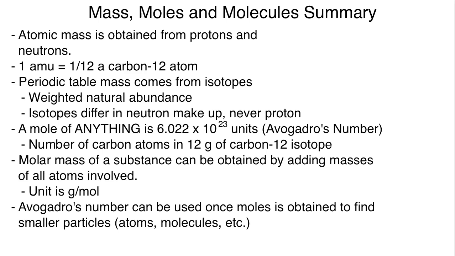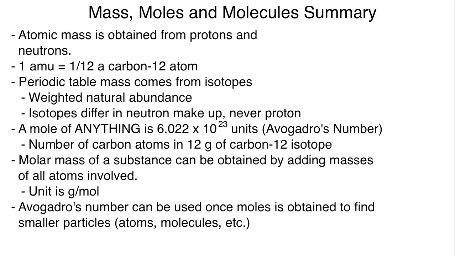And then finally, we looked at converting into atoms or particles, and Avogadro's number is utilized for that. We would use Avogadro's number once we've obtained moles. Remember, moles is that central unit. So you can go from grams to moles and moles to grams. You can go from moles to atoms and atoms to moles, but you can't go from grams to atoms and atoms to grams. You need moles in between there.